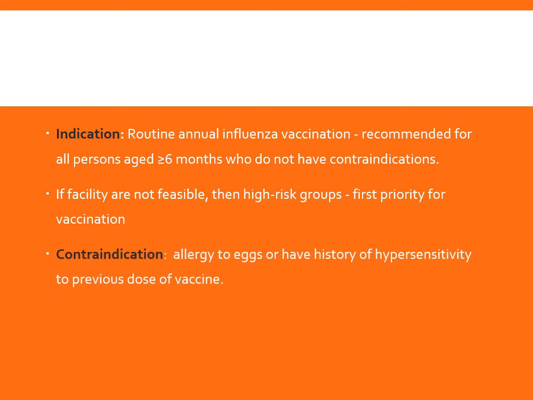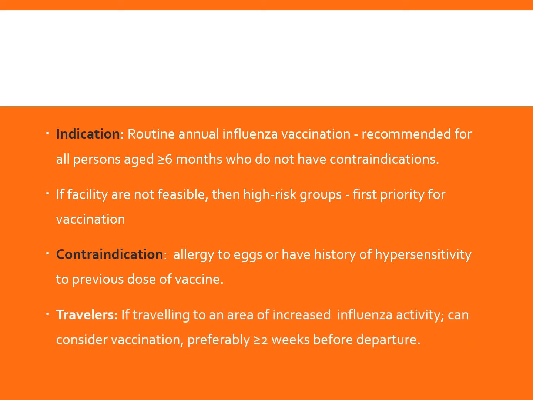Contraindication is allergy to egg or any history of hypersensitivity to a previous dose of the vaccine. In this case we have to change the vaccine. For travelers, if anyone is traveling to an area where there is an influenza outbreak, they need the vaccination at least 2 weeks before departure.